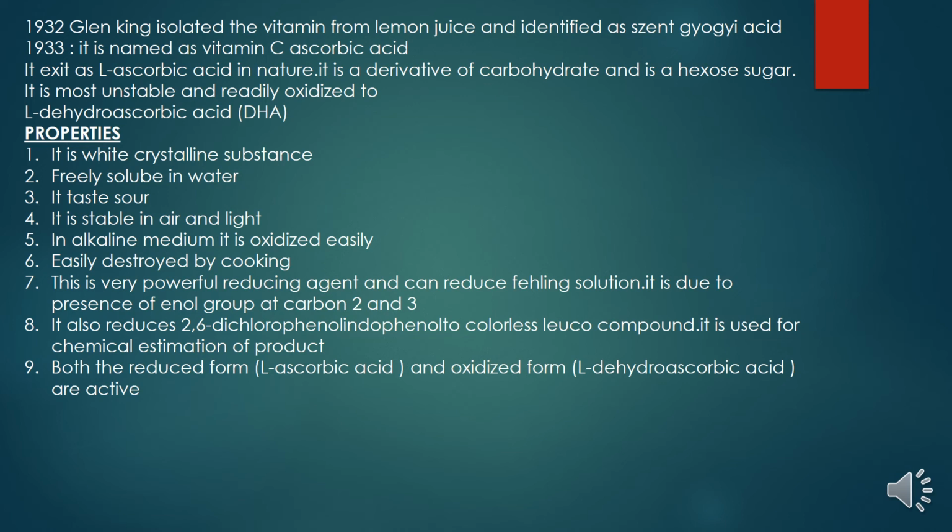It exists as L-ascorbic acid in nature, and it is a derivative of carbohydrate and is a hexose sugar. It is most unstable and readily oxidized to DHA, meaning L-dehydroascorbic acid. What are the properties? It is a white crystalline substance, freely soluble in water. It tastes sour. It is stable in air and light. In alkaline medium, it is oxidized very easily and destroyed by cooking.